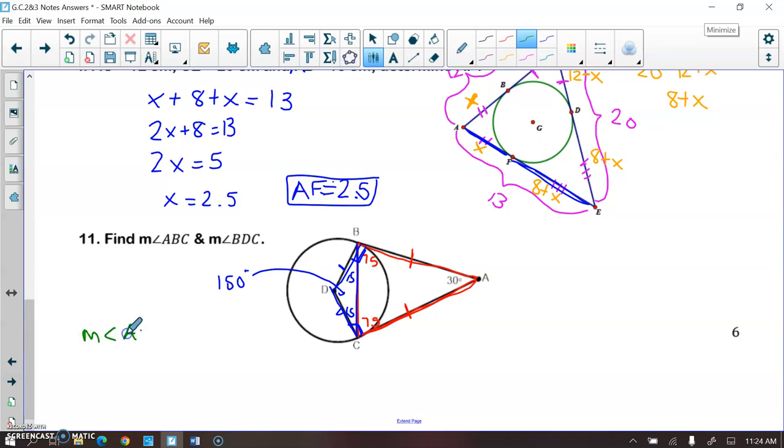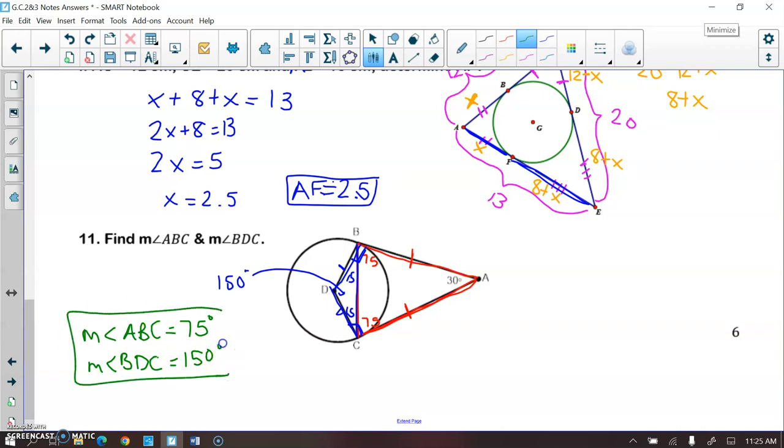We did that. That was 75 degrees. And then the measure of angle BDC, we found that. That was 150 degrees. All right, moving on.